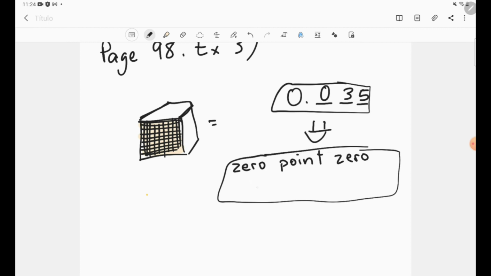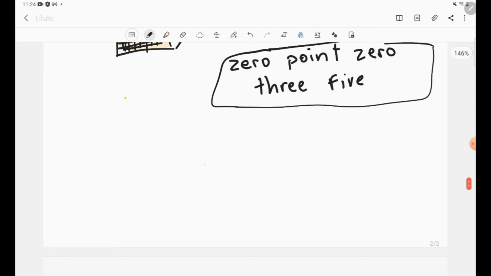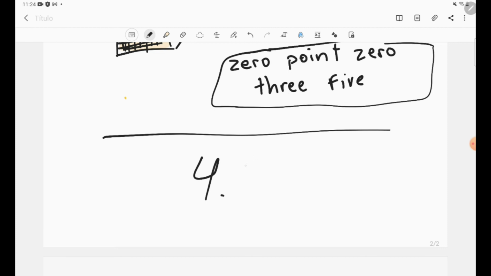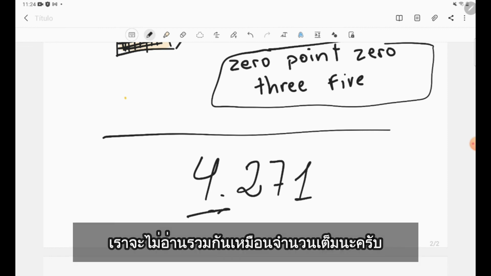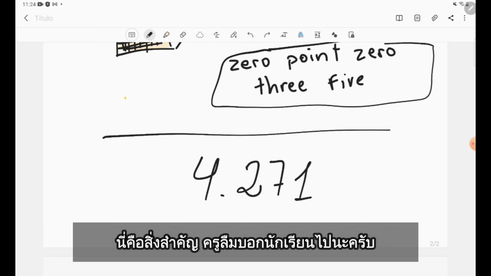0.0 and then 3.5. Okay, this is an important thing and I forgot to tell you. When we have, for example, let's imagine just one example, 4.271, we don't say four point two hundred seventy-one. Okay, we don't. We say four point two seven one. Okay, we call all the numbers one by one. This is important. Okay, I forgot to tell you.